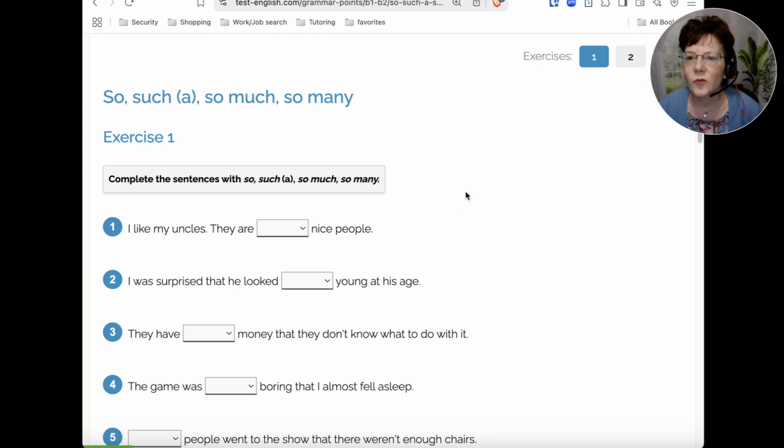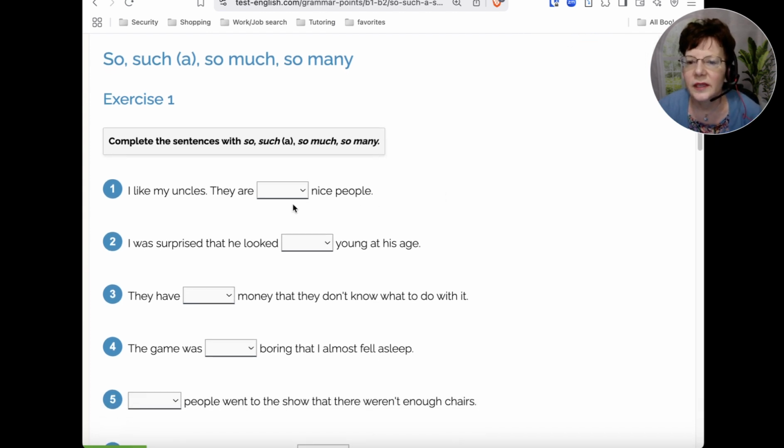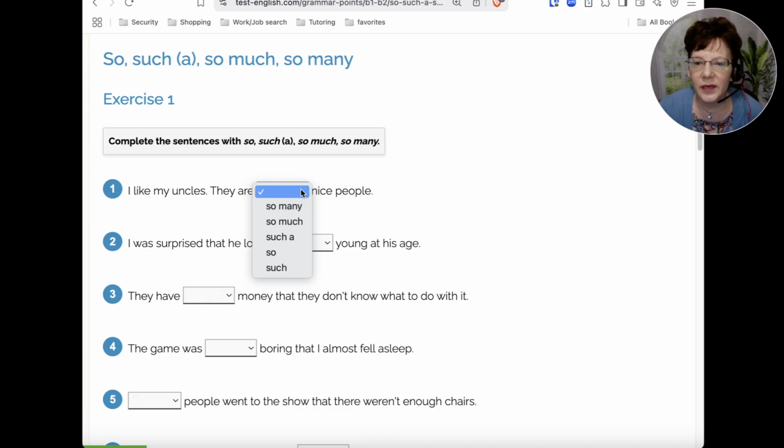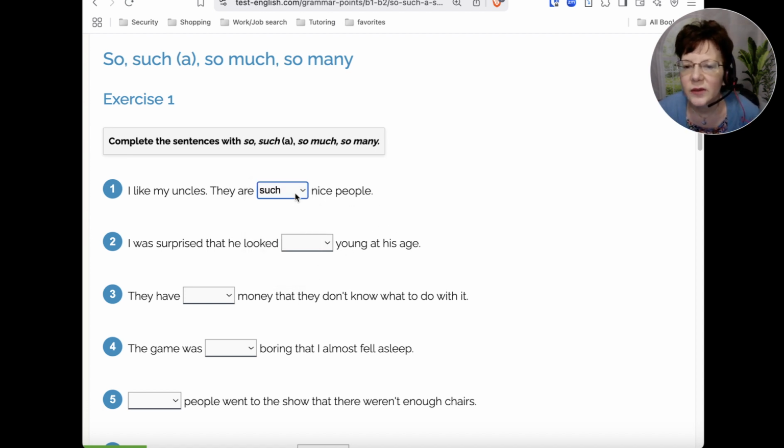Okay, exercise 1. So here from these drop-down boxes, we'll pick the correct choice. Okay, I like my uncles. They are, so here are the choices. So many, so much, such a, so, and such. Okay, nice people. So we know people is plural. So which do we use? Okay, if you chose the bottom one, such, that would be the correct answer. So we can use this for plurals.